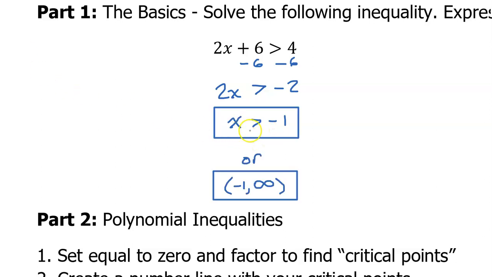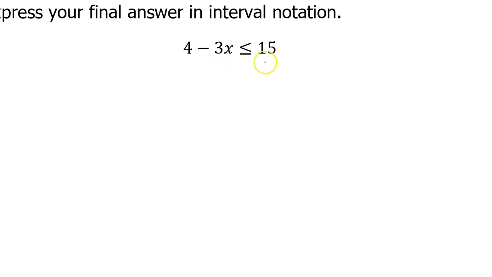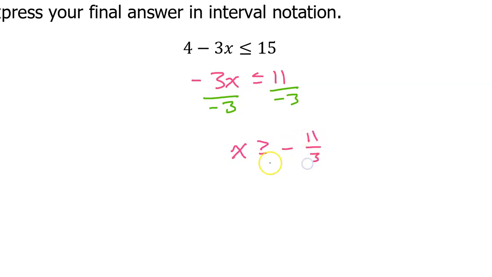You can either leave the solution as an inequality, or you can write the solution using interval notation. Here's another basic example. Subtracting 4 from both sides gives us negative 3x is less than or equal to 11. Next, we need to divide both sides by negative 3. But be careful. When you divide both sides by a negative number, you must reverse the direction of the inequality. So we end up with x is greater than or equal to negative 11 thirds.